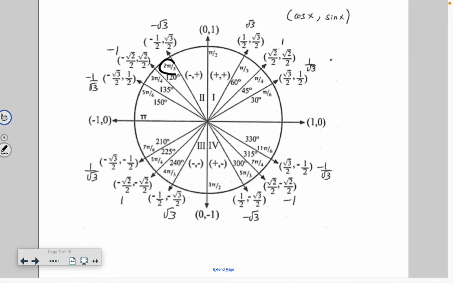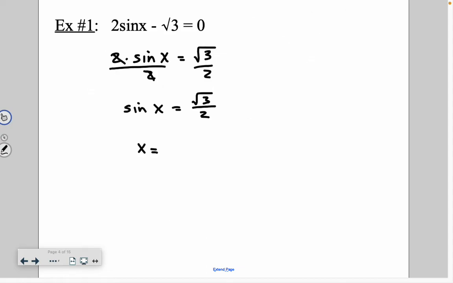One of them is 2 pi over 3. And the other one is pi over 3. So we end up with 2 answers. Okay? We've got 2 different places, and there is no other place on the unit circle as you work your way around that has a sine of positive square root of 3 over 2. So we got 2 answers, pi over 3 and 2 pi over 3.